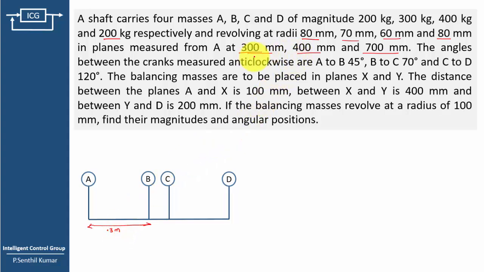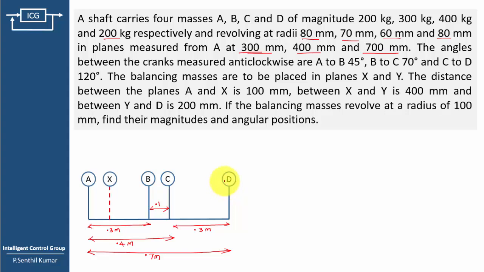Then C, measured from A at 400 mm. So the distance between A and C is 400 mm, 0.4 meter, which means this distance is 0.1 meter. Then A to D is 700 mm, that is 0.7 meter, which means the remaining distance is 0.3 meter. So these are all the given data.